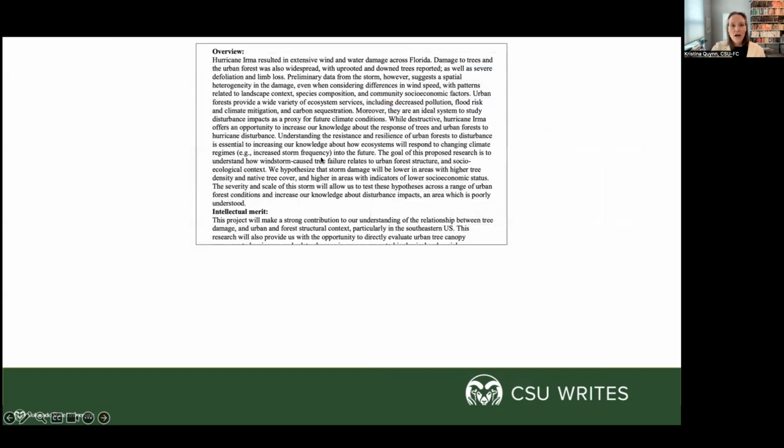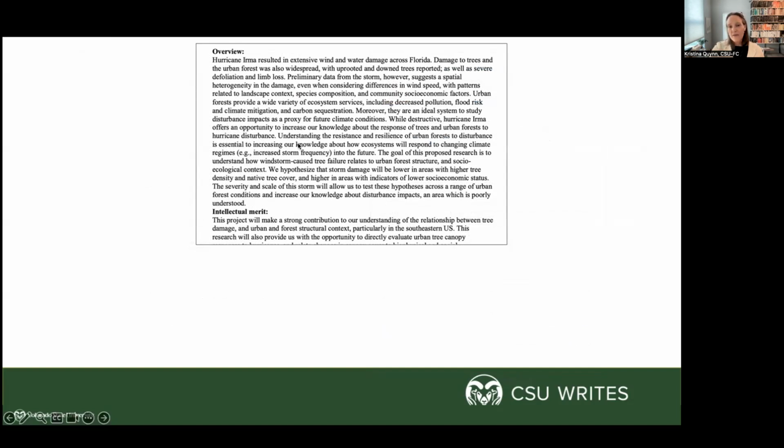So you can think about Hurricane Irma and how it resulted in extensive wind and water damage across Florida, damage to trees and forests. So in this overview, you already get a sense of landscape and what they're interested in and who they're talking to.